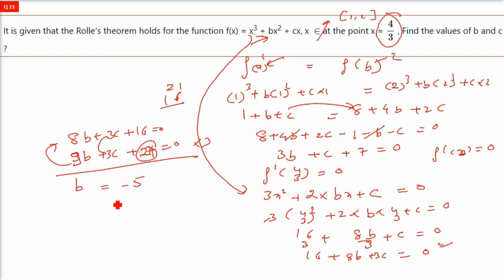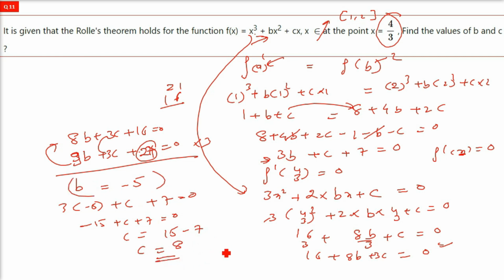This now has to be placed in 3b plus c plus 7. 3 times -5 plus c plus 7 equals 0. Minus 15 plus c plus 7 equals 0. c will be equal to 15 minus 7, and that will give you 8. Now b is -5, c is 8, which was to be computed in this question.